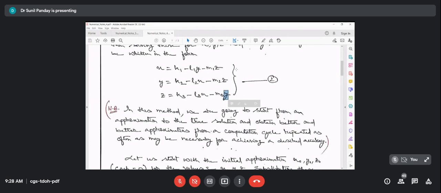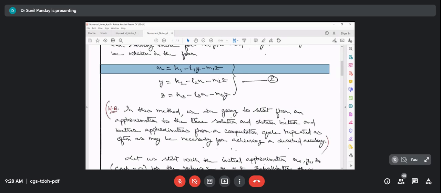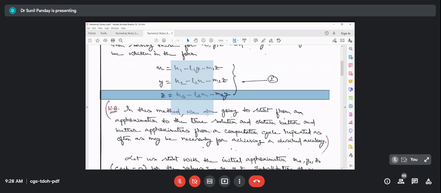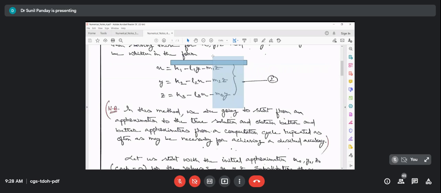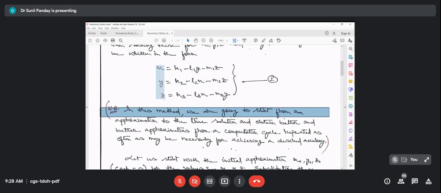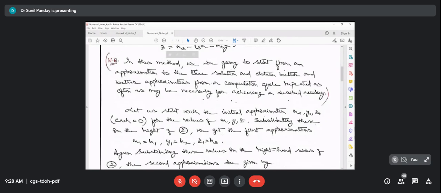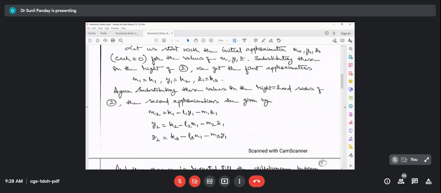And then for k equal to 0, I substitute x0, y0, z0 in the right side of equation 2. If I substitute x0, y0, z0 in the right side of equation 2, I will get the updated values of x1, y1 and z1 on the left-hand side from equation 2. So this is an iterative procedure.